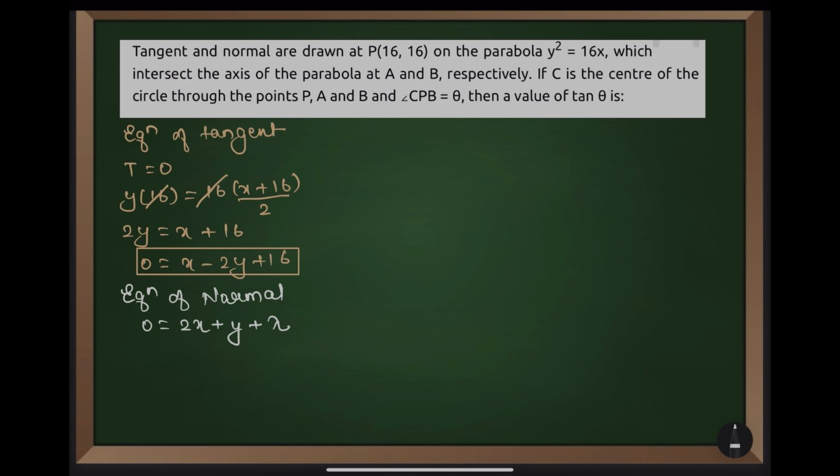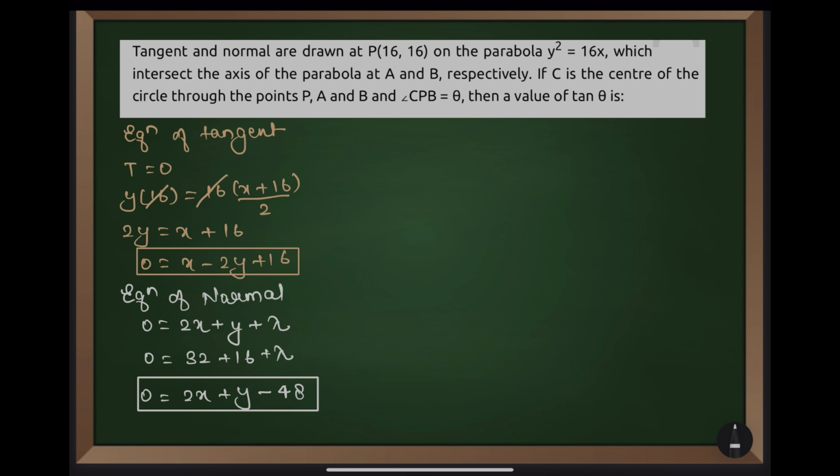And how will we get the value of lambda? By substituting the point. If you substitute the point 16 comma 16, because the normal should pass through this point as well, it is 32 plus 16, so it is 48. So lambda is equal to minus 48. So the equation of normal will become 2x plus y minus 48. So this is your equation of normal.